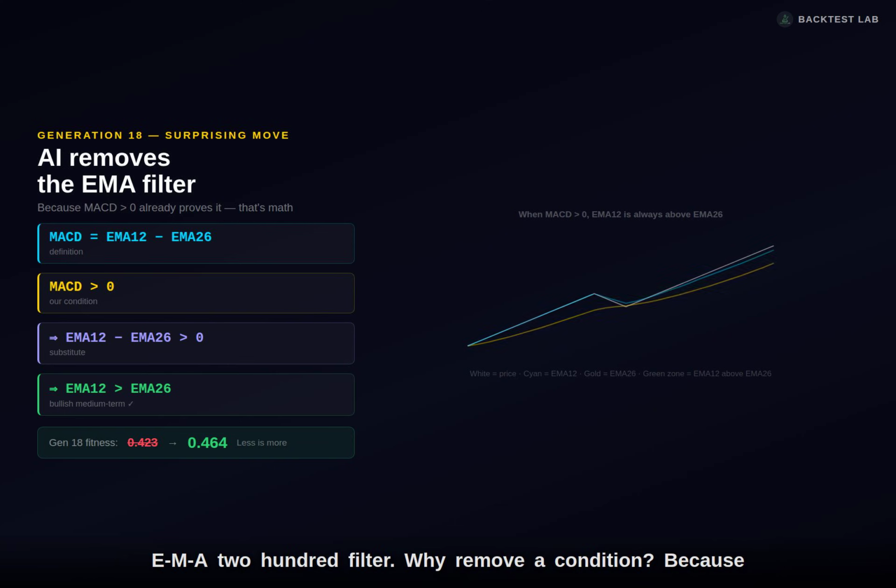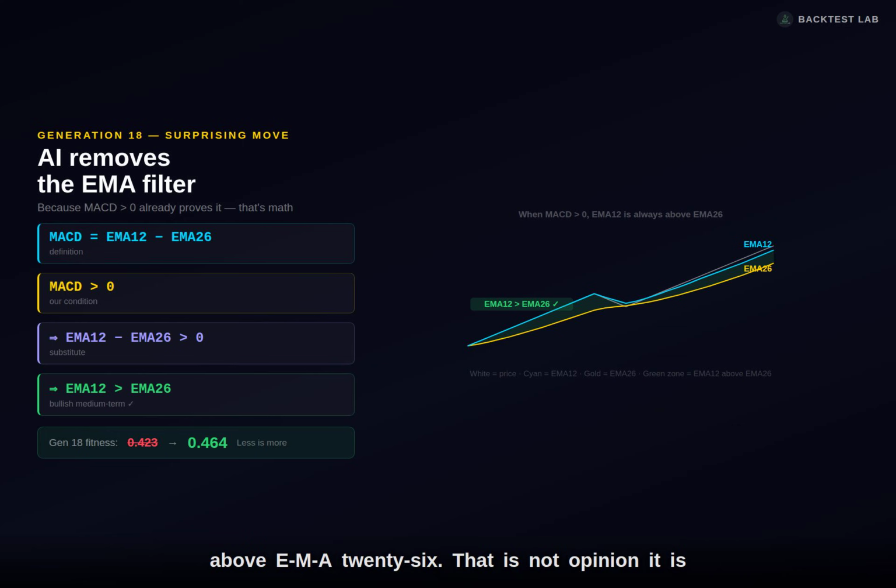Generation 18 does something surprising. The AI removes the EMA 200 filter. Why remove a condition? Because MACD above 0 already proves that EMA 12 is above EMA 26. That is not opinion, it is math. MACD equals EMA 12 minus EMA 26. If MACD is positive, EMA 12 must be higher than EMA 26. Any additional EMA filter is checking a condition that dual MACD already enforces. Removing the redundant condition. Fitness improves from 0.423 to 0.464.